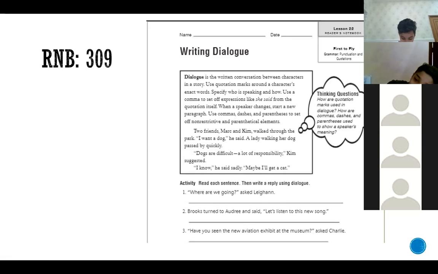So write your response within the quotes, said Turki. Okay, whatever you want. Muhammad, can I see your answer, please? But we are going to the playground. Muhammad Abdullah, can I see your answer, please? We are going to my cousin's house.